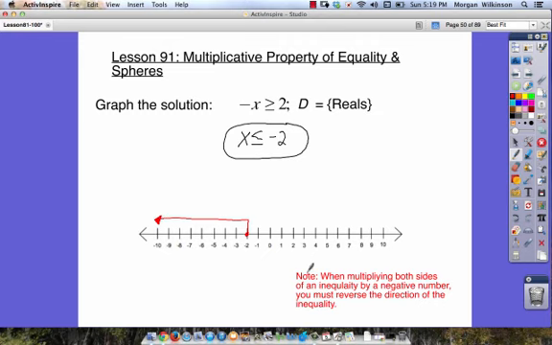So our note here, the key thing in this problem: when multiplying both sides of an inequality by a negative number, you must reverse the direction of the inequality. So that's what we did here. In order to undo the negative x, we multiplied both sides by -1. So we made this a -2, and we reversed the inequality. Let's practice a few more.